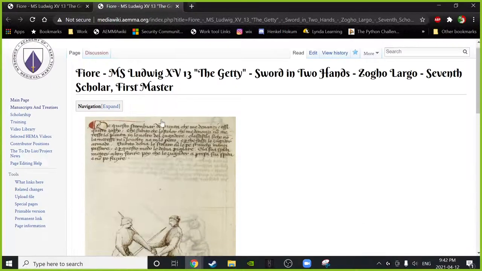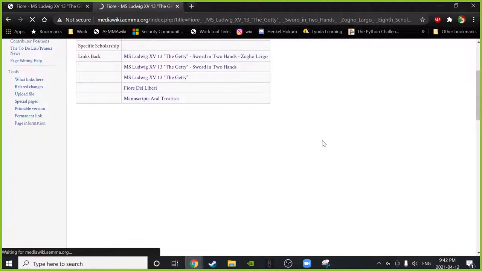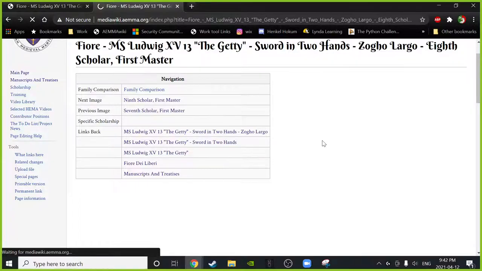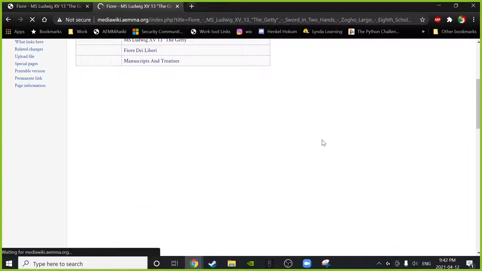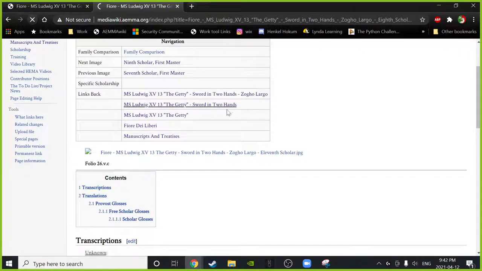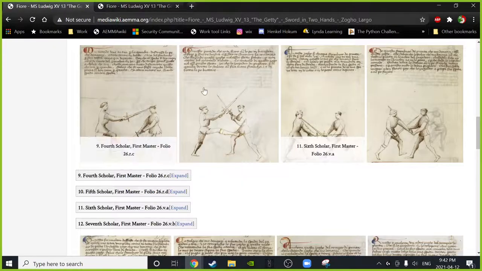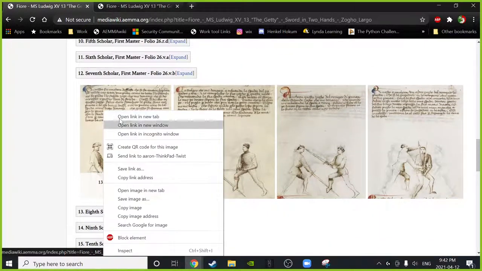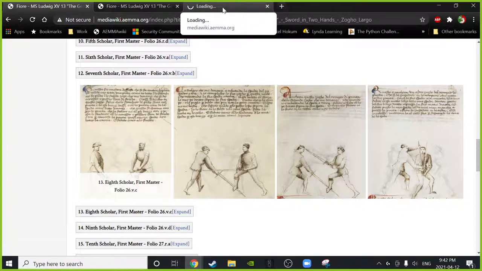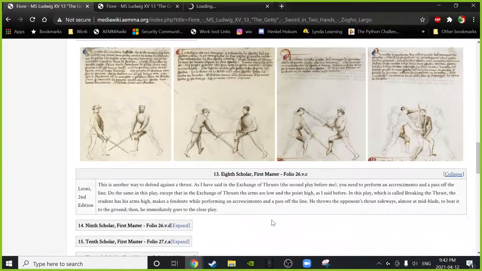All right. Next play. The suspense is killing us. Hmm? Didn't load the image. What's going on here? Here we go. Eighth scholar. Oh, maybe my internet's being a little slow. Hmm. Well, while waiting for that page to load.